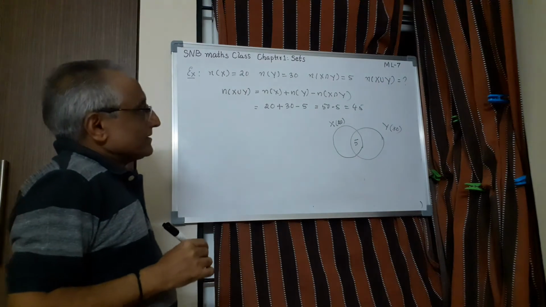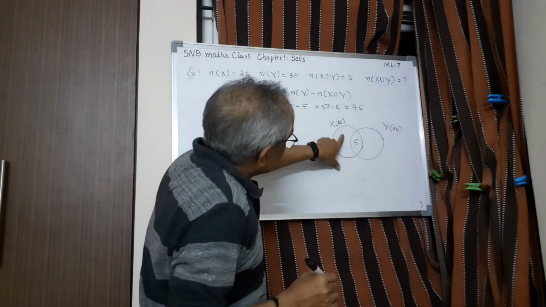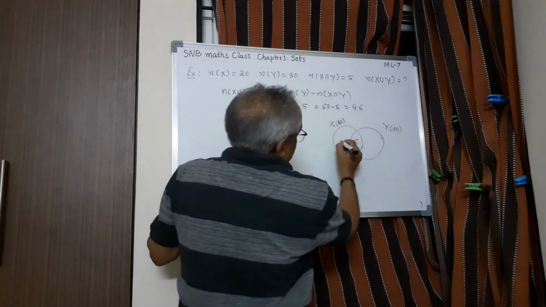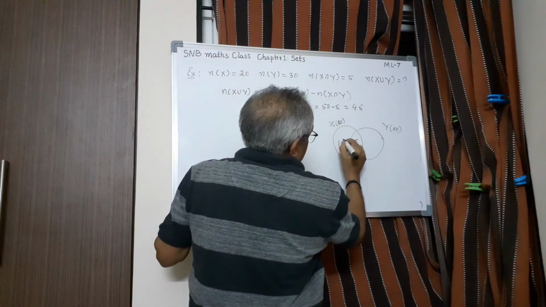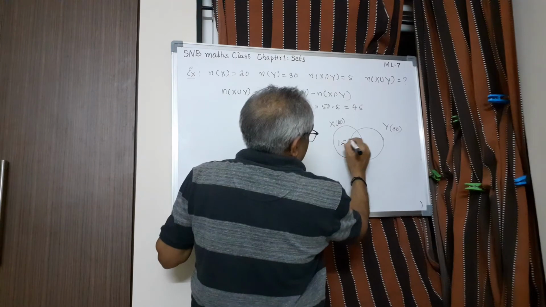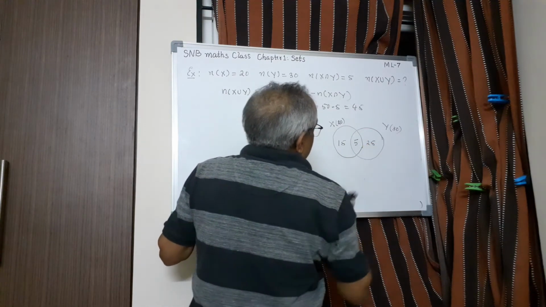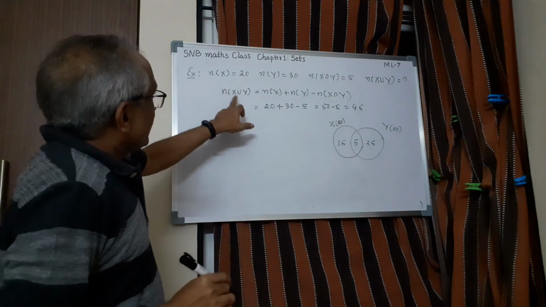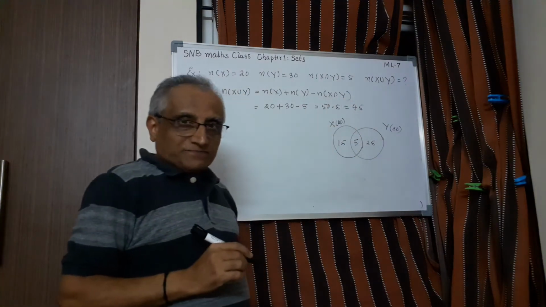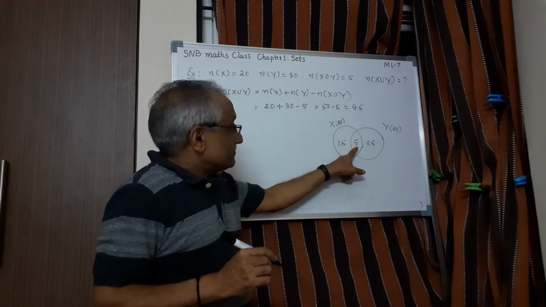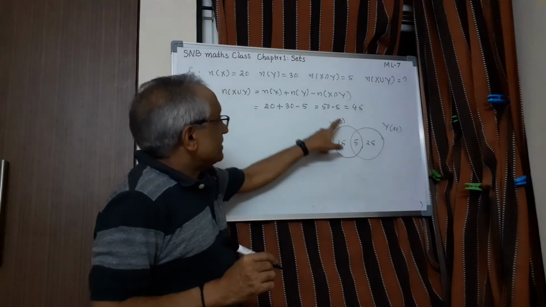Whatever is here, that is 20. Already 5 is here, so the remaining I have to write, that means this is 15. 15 plus 5, 20 total. Here it is 30, already 5 here, so it is 25. Now you see, if you use this formula, you get 45. If you use the diagram also, it is the same. 15 plus 5, 20. 20 plus 25, 45.